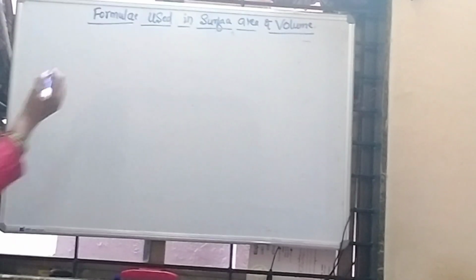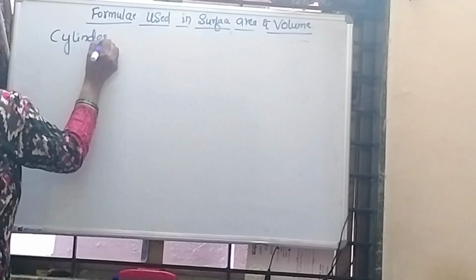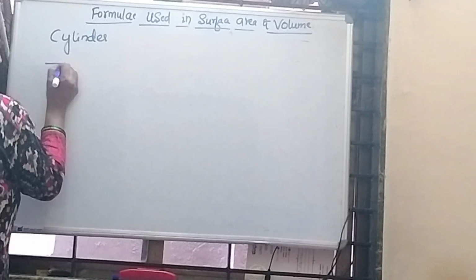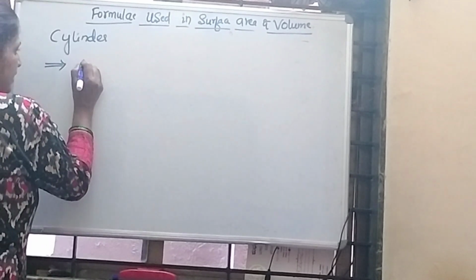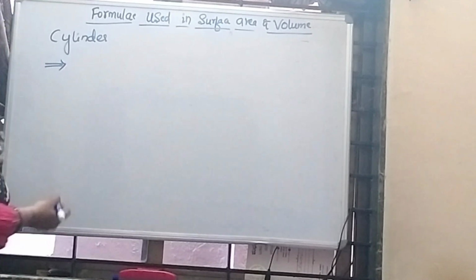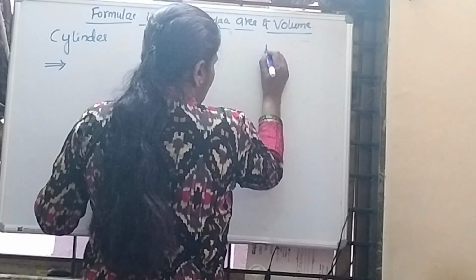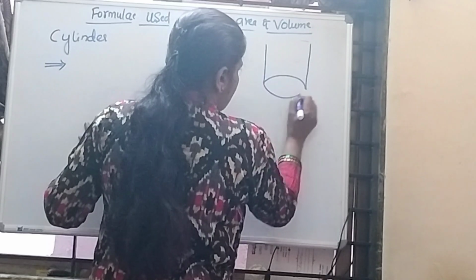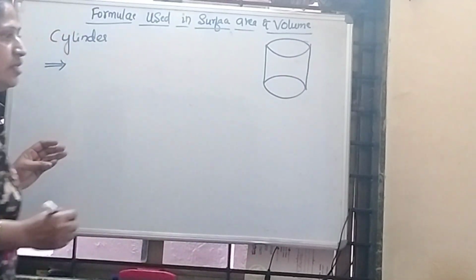Next we have cylinder. You have already studied these things in 9th standard, students. This is just like a revision. For the cylinder, we can call it LSA or curved surface area. In cubes we cannot call it curved because it is not a curve in shape. But for the cylinder you can call it both curved and lateral surface area.